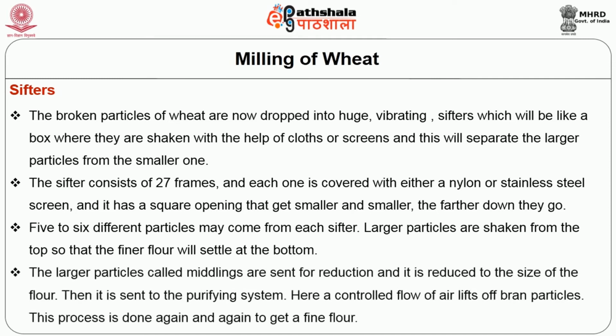The larger particles, called middlings, are sent for reduction, where they are reduced to the size of the flour. Then they are sent to the purifying system. Here a controlled flow of air lifts off the bran particles. The process is done again and again to get a fine flour.